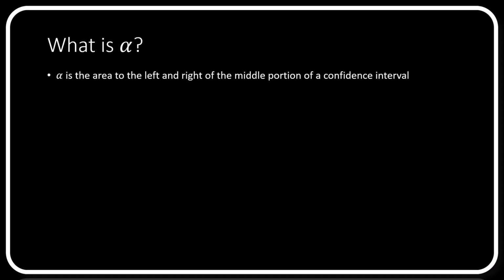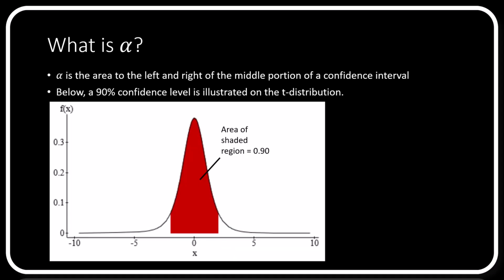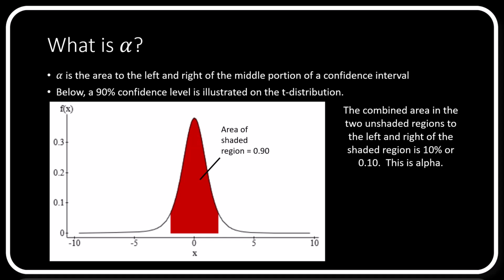Alpha is the area to the left and right of the middle portion of a confidence interval. Below, a 90% confidence level is illustrated on the t-distribution. The combined area in the two unshaded regions to the left and the right of the shaded region is 10%, or 0.10. This is alpha.